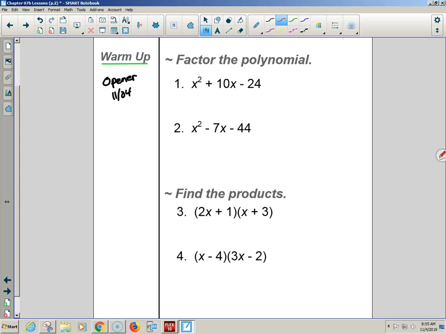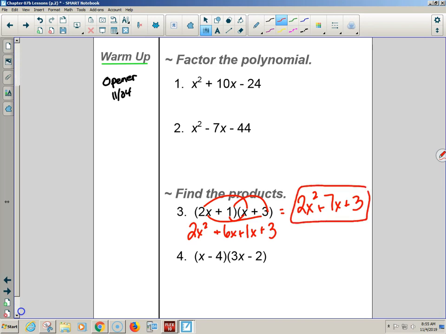So, in doing number 3, if you had done the arrows, you would have gotten 2x squared plus 6x plus 1x plus 3, which should have simplified to be 2x squared plus 7x plus 3. Whether you did the arrows or the table, you should have gotten the exact same answer, right? Focus.